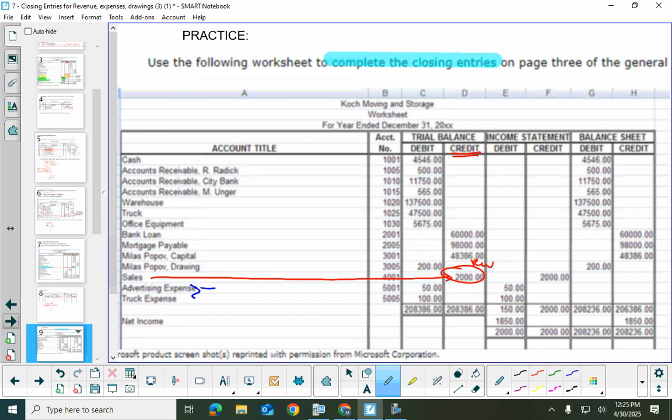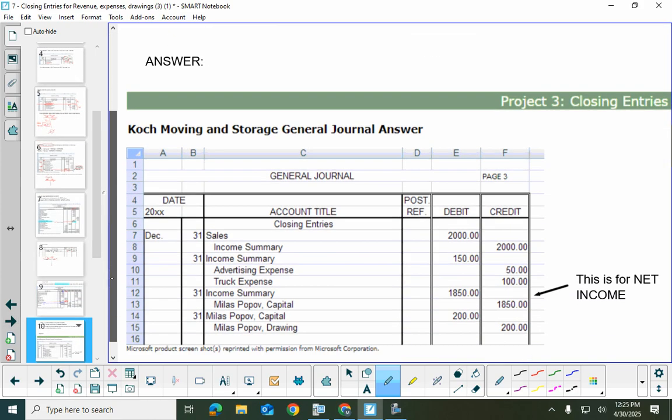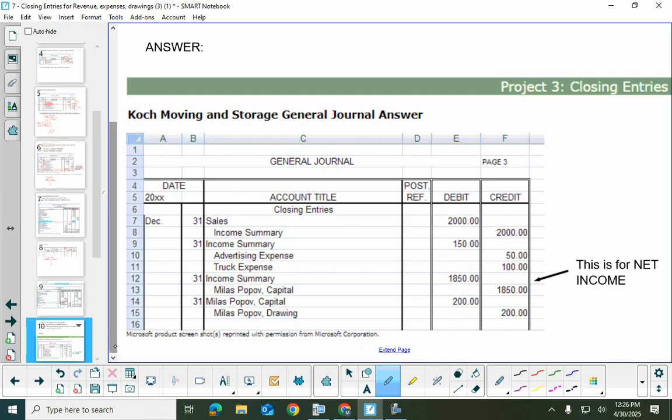Expenses is being debited 50 and 100. Okay? So first thing we're going to do is close out the revenue. So revenue is being credited, so to close it, we are going to debit it. So here's the answer already all done. Okay? So we're going to debit the revenue, credit income summary.